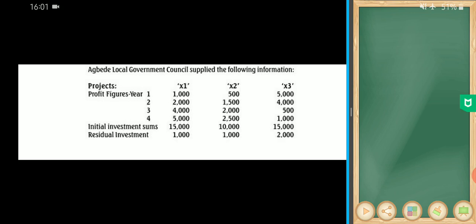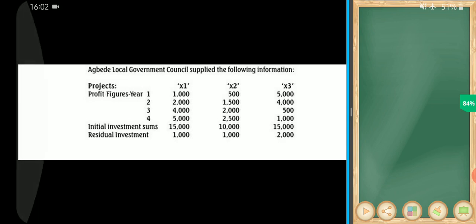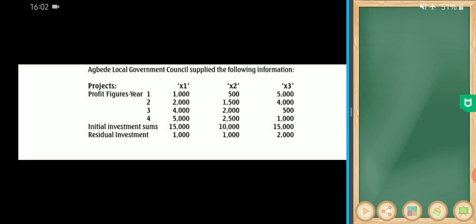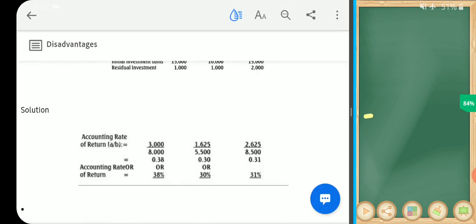So in this question, we are asked to advise the local government council on which project to be invested, which project should they invest on. That's what we are asked to do here. We're going to look at using ARR. So we're going to look at the calculation of each of the projects. The one with the highest ARR is what we advise them to embark upon. So I haven't done that. We go back to the question. So we have our solution now.